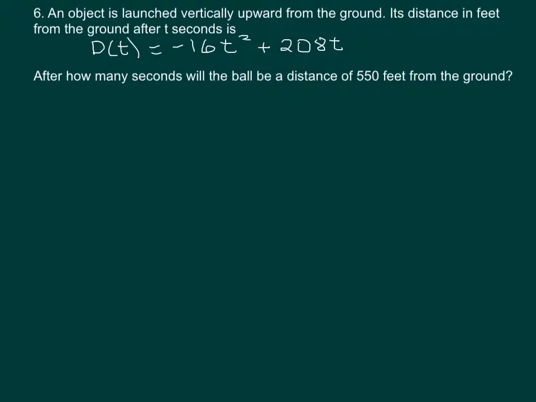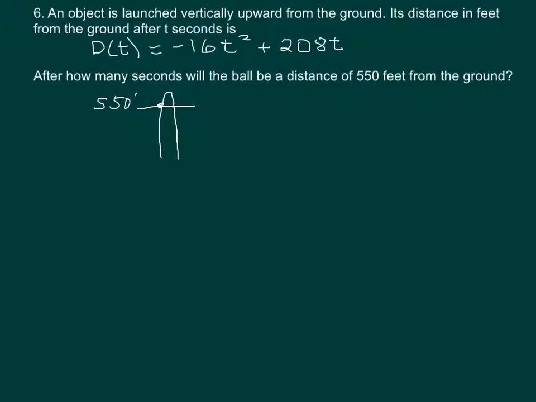An object is launched vertically upward from the ground. Its distance in feet from the ground after t seconds is d of t equals negative 16t squared plus 208t. After how many seconds would the ball be a distance of 500 feet from the ground? So someone's throwing a ball up in the air and it's coming down. And you want to know at what time will the ball reach 550 feet.